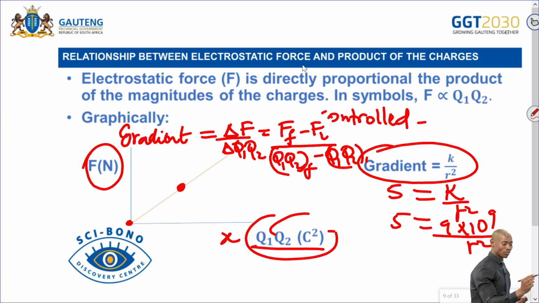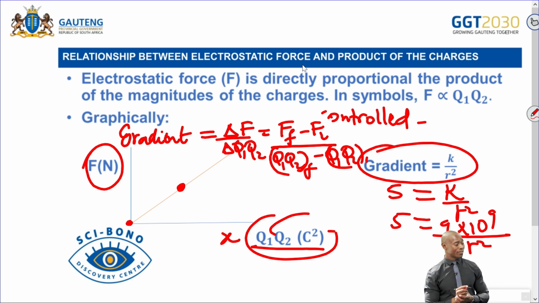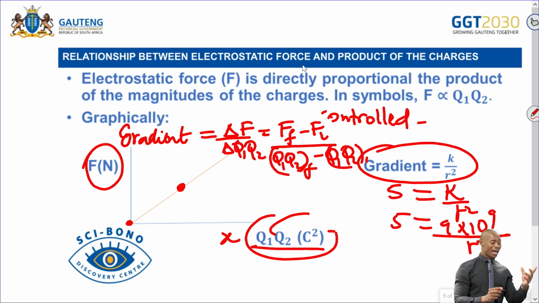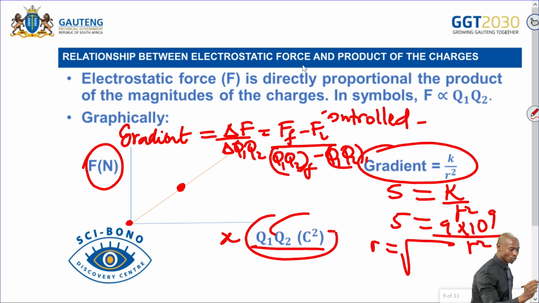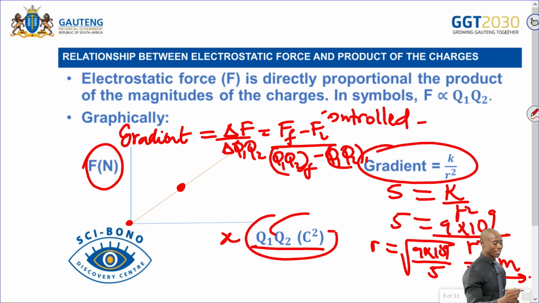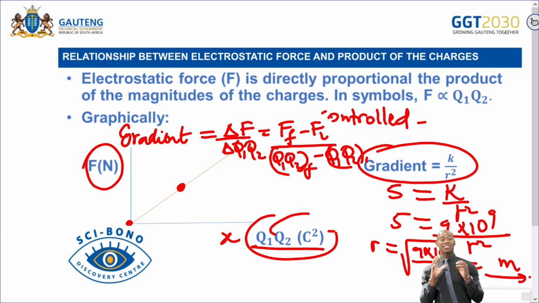Then find r. So here multiply by r squared on both sides. Then your r will be the square root of 9 times 10 to the power 9 over 5. Then you'll get the distance between the point charges in meters. So this graph, we can use it to calculate the distance between the point charges, all right? So these are some of the things that you need to know.